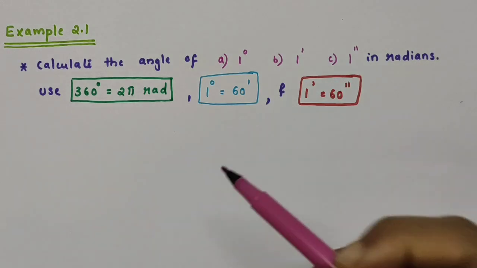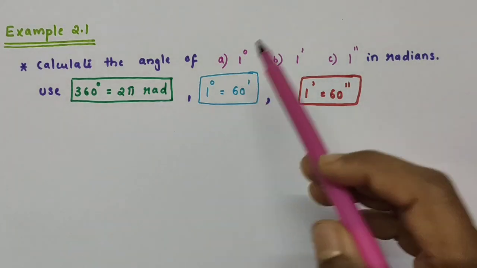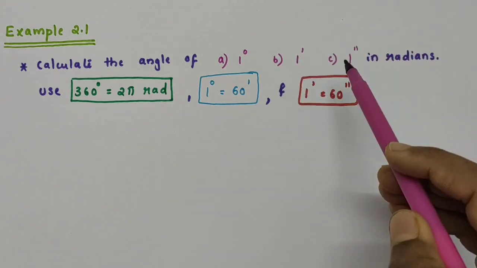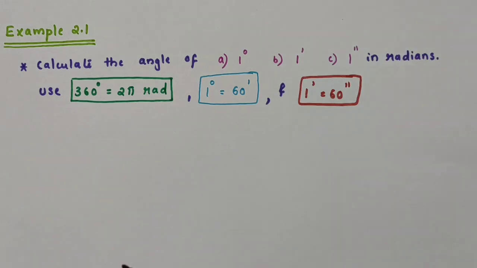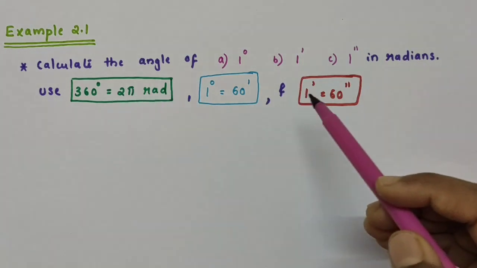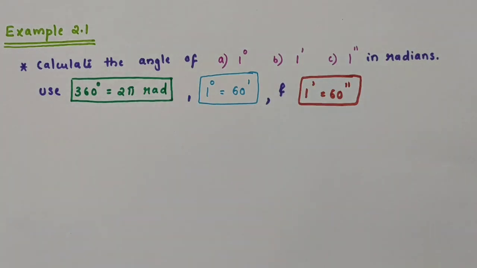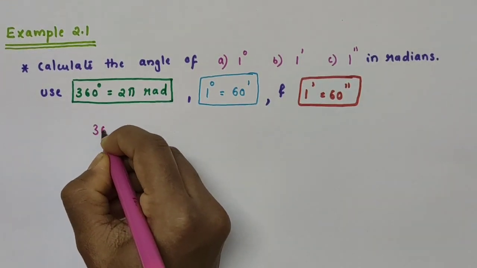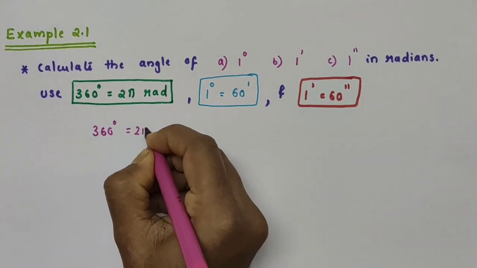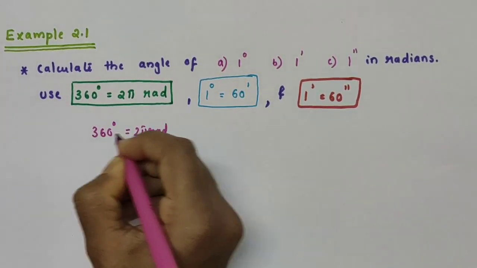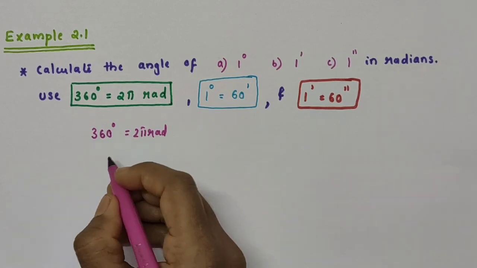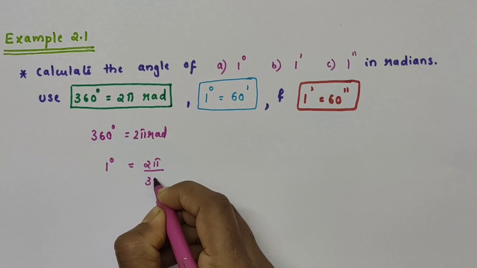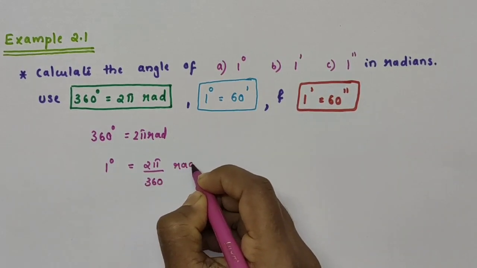So here we want to convert 1 degree into radian, 1 arc minute into radian, and 1 arc second into radian. For that we can use these three given values. We have 360 degree is equal to 2 pi radian. So what about 1 degree? 1 degree is equal to 2 pi by 360 radian.